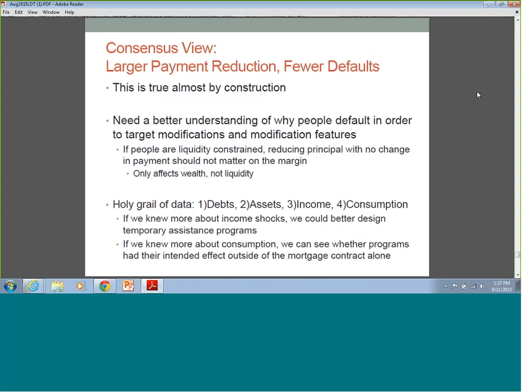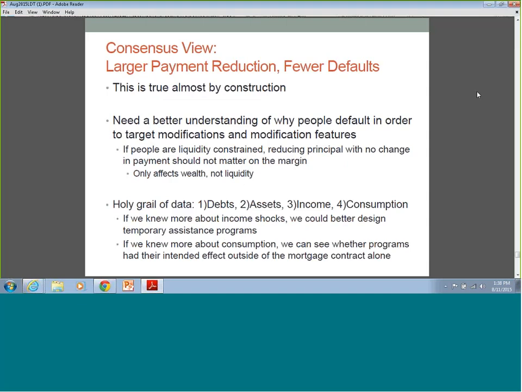I think these papers are bringing us towards the consensus view that the larger the payment reduction, the fewer defaults. And this is, again, almost true by construction, but I think what we need is a better understanding of why people default in order to target modifications more precisely. Just to take one example, if people are liquidity constrained, then reducing the principal with no change in the payment shouldn't matter at all on the margin. Right? If you can't make this month's payment, it doesn't matter if you write down the size of the mortgage if you're not changing the payment.